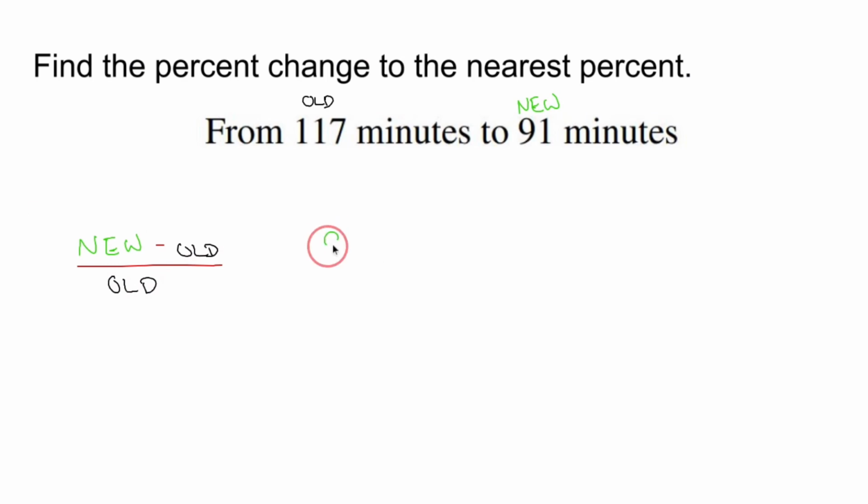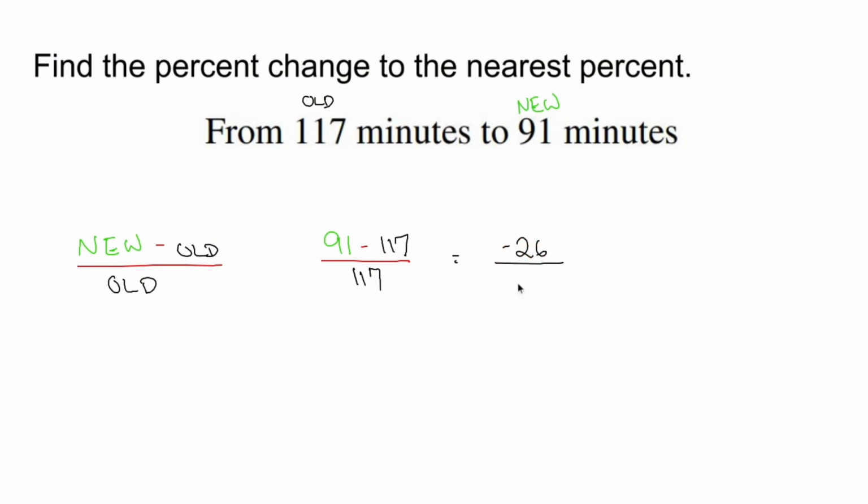The new value was 91, and we're going to subtract away the old value, which is 117. Divide all of that then by that old value, which is 117. So the first thing that we're going to want to do is 91 minus 117, which is negative 26.